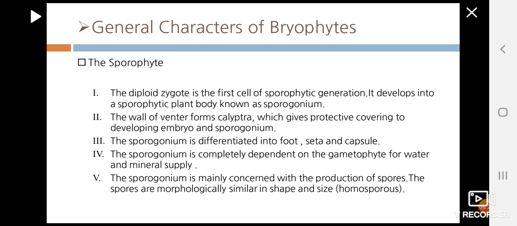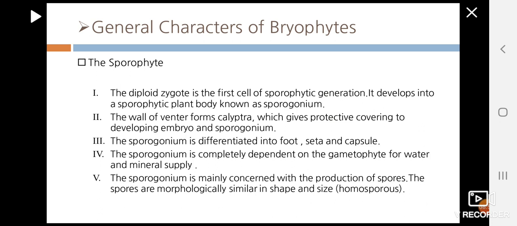So the diploid zygote is the first cell of the sporophytic generation. It develops into the sporophytic plant body known as sporogonium. The wall of the venter forms the calyptra, which gives a protective covering to the developing embryo and the sporogonium. Sporogonium is differentiated into foot, seta, and capsule. Here the sporogonium is completely dependent on the gametophyte for water, mineral supply, and all nourishment.